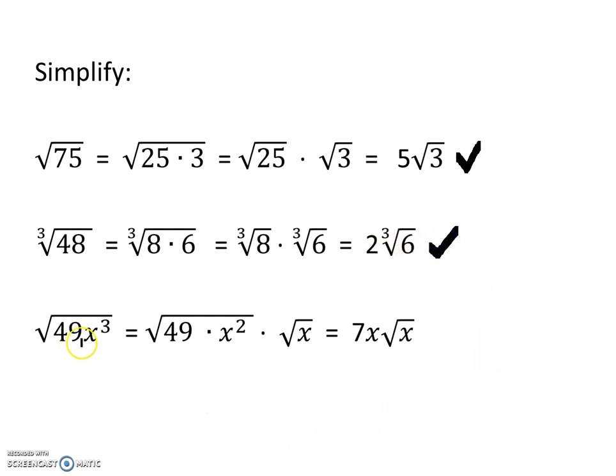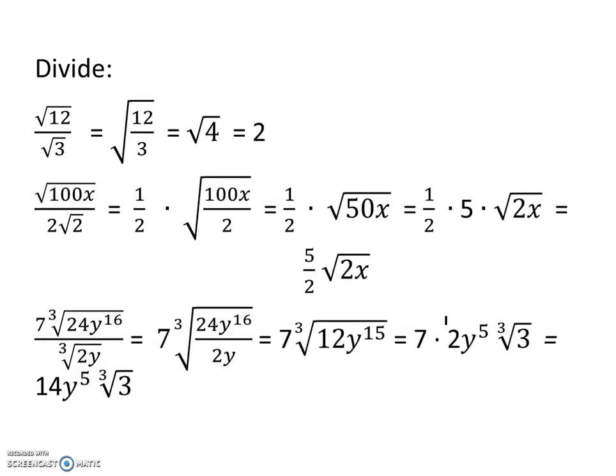The square root of 49x cubed can be written as the square root of 49x squared times the square root of x. We know the square root of 49x squared is simply 7x, and we have it times our square root of x. We're asked to divide the square root of 12 divided by the square root of 3, which is the same as the square root of 12 divided by 3, which is 4, which we know the square root of 4 is 2.